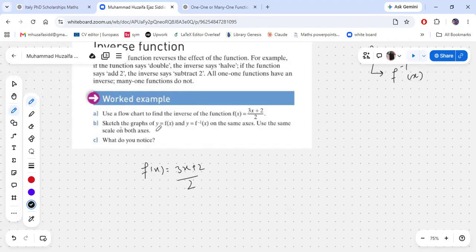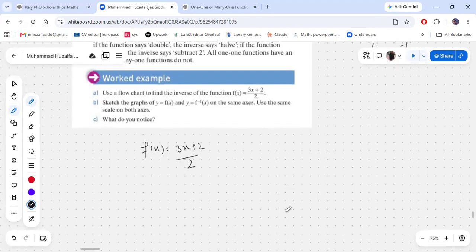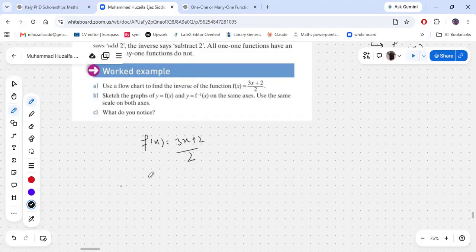Sketch the graph of f of x and f inverse of x on the same axes. Use the same sketch on both axes. What do you notice? So basically, first we want to find the inverse function, and for this one we are using the flow chart.